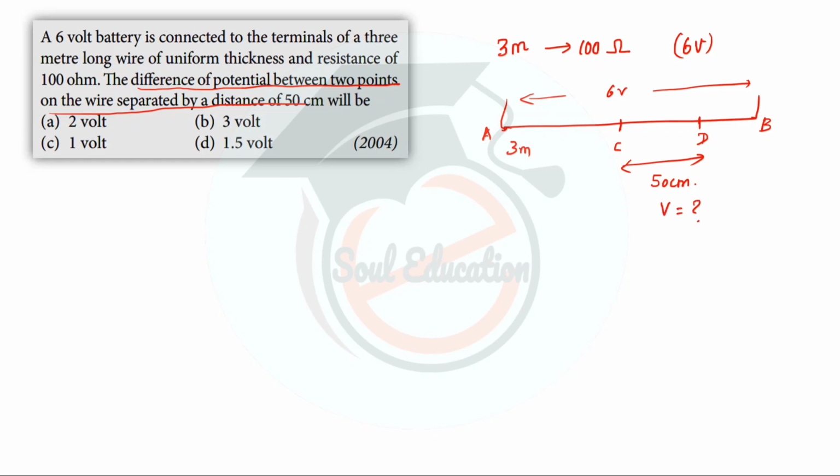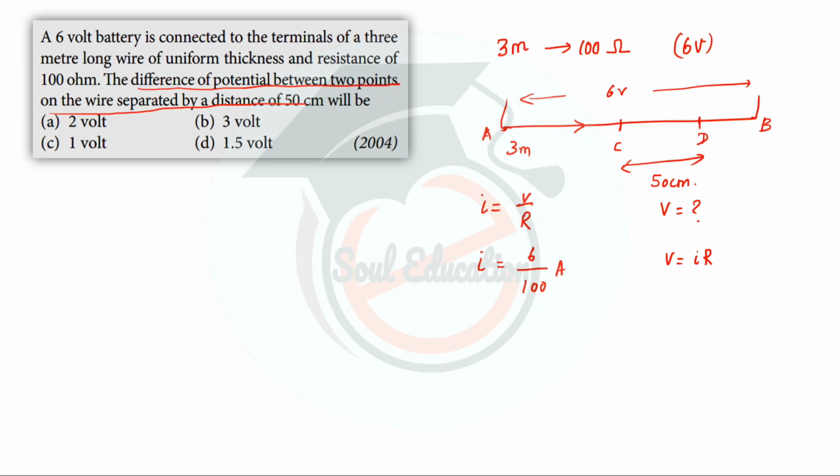Now this is the same wire, so whatever current is flowing through this wire is the same. I can easily find the current, isn't it? The total resistance of this 3-meter wire is 100 ohm, then I is equal to V by R, right? So that is equal to V, 6 volt, upon resistance, 100 ohm. So 6 by 100 ampere is the current flowing through the wire. Voltage is equal to I into R, isn't it? Here I is known, yes, 6 by 100.